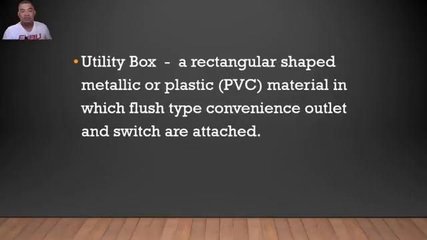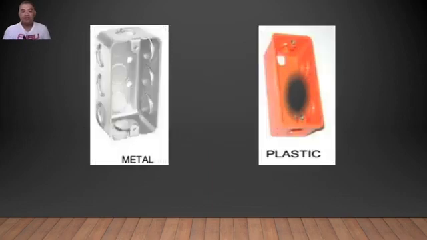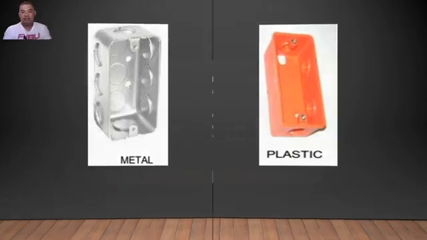Next we have the utility box. A utility box is a rectangular-shaped metallic or plastic PVC material in which flush type convenience outlets and switches are attached. In the utility box is where we are going to put our flush type outlet or switch. Here we have the metal utility box and the plastic or non-metallic utility box.